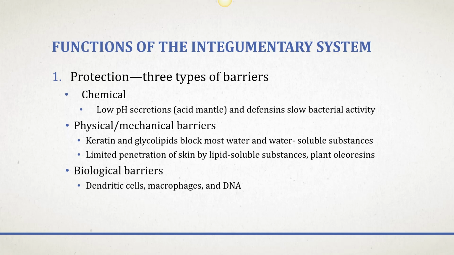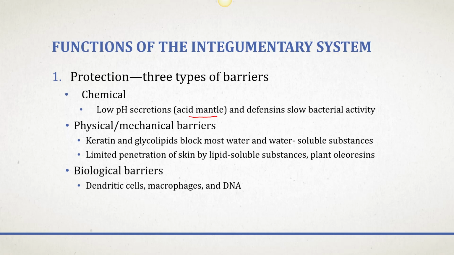First of all, it forms this chemical barrier. Low pH secretions, known as the acid mantle, and defensins slow bacterial activity. So what we have on the surface of our skin is this chemical layer, and that chemical layer is known as the acid mantle. And the acid mantle is talking about this surface liquid. And this surface liquid environment is acidic and has a high salt concentration. There's not a lot of bacteria that can survive in the presence of acid and high salt concentrations.